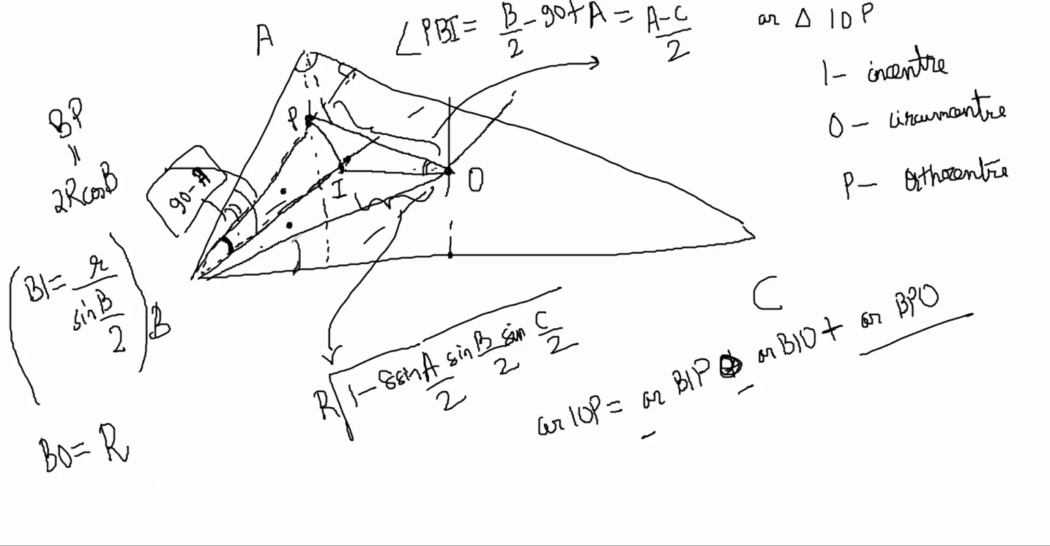You can find because this angle will be 90 minus A, right? Because this much is A, right? So this is also B by 2 minus 90 plus A. So same angle. So angle IBO is equal to A minus C by 2 also, right? So overall angle becomes A minus C, this one.